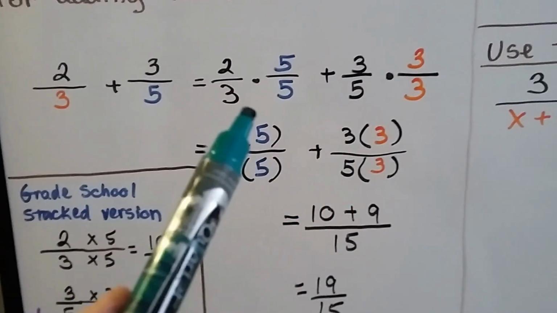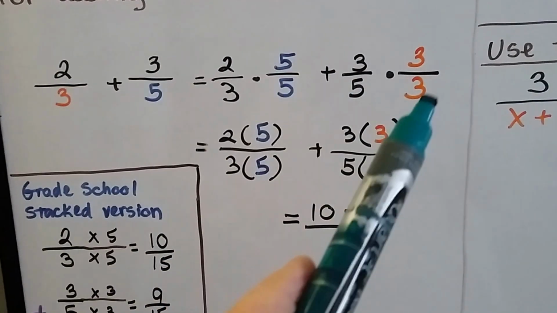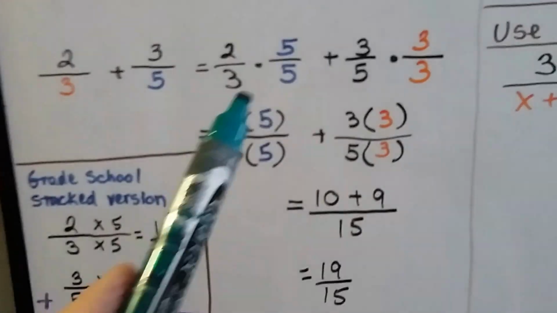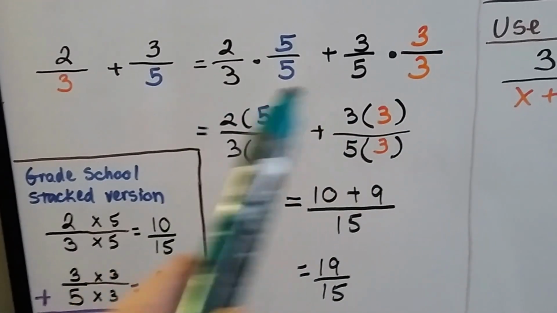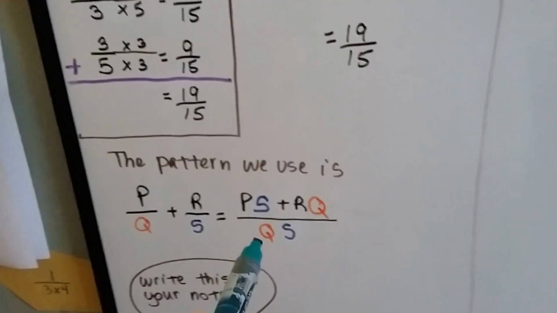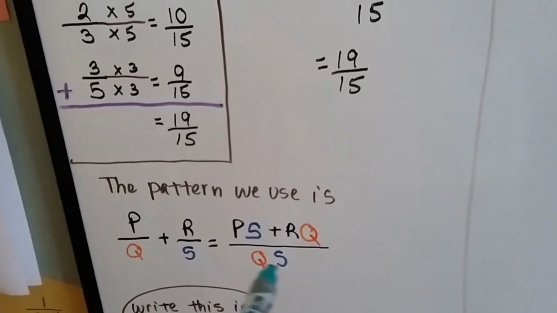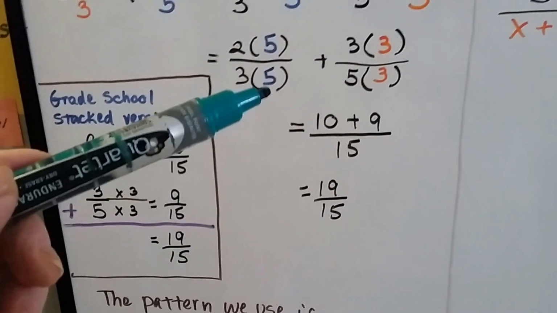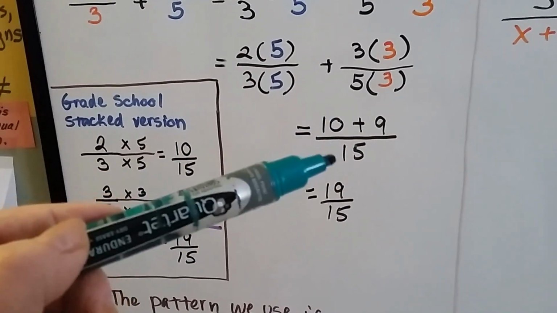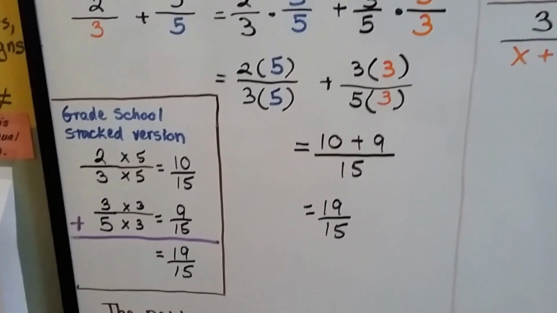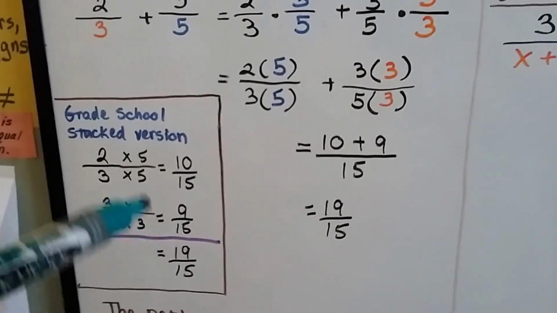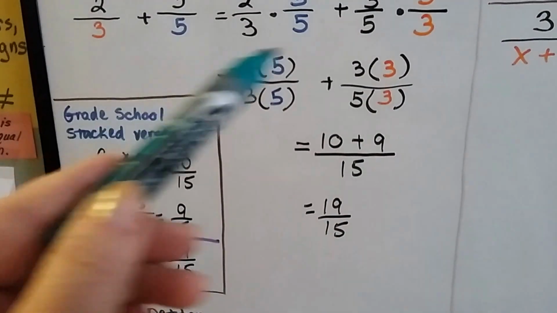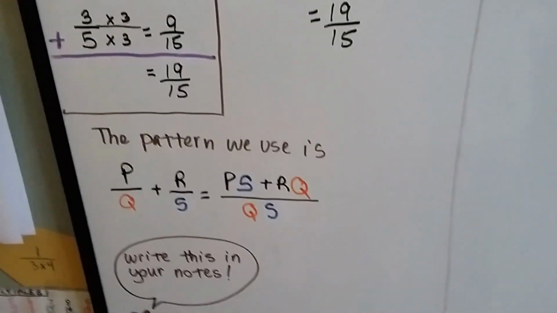Now, we don't need to write this 3 times 5 and this 5 times 3. We can do it as just 1 over, under the numerator, okay? We're still going to end up with 10 plus 9/15. We're still going to end up with 19/15, see? So we got the same answer, we just did it a little bit different way. So this was the pattern we used.